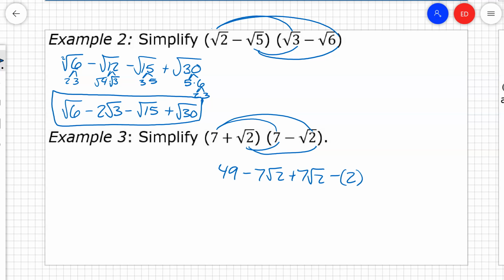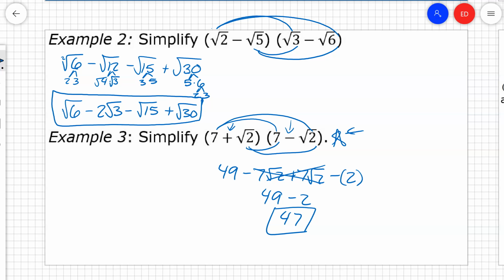Hey, I noticed something I forgot to mention. These two binomials are the same except for their middle signs. Notice how we have a difference of squares going on. You remember with the difference of squares, we're going to end up with our center terms canceling out. So we would be left with 49 minus 2, and 49 minus 2 is just going to give us 47. That's actually called a conjugate, and we're going to talk about that a little bit more because we want the middle term to cancel out.